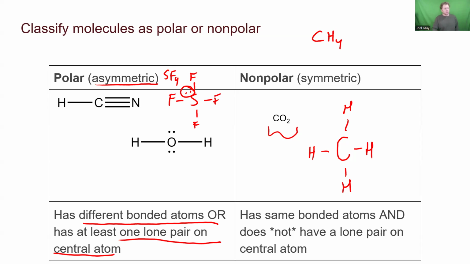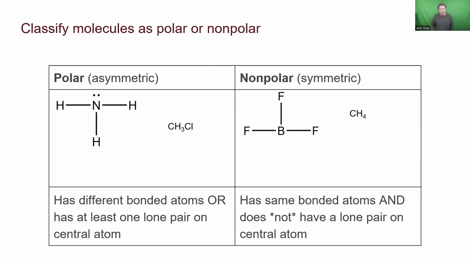Nonpolar, CH4. Think about this as all of these poles going in the exact same direction, and so effectively they cancel one another out, which is the exact same thing that we see with CO2. So a nonpolar or symmetric molecule has the same bonded atoms and does not have a lone pair on the central atom. Use that as your indicator. If you see a lone pair on that central atom, it is going to be polar.